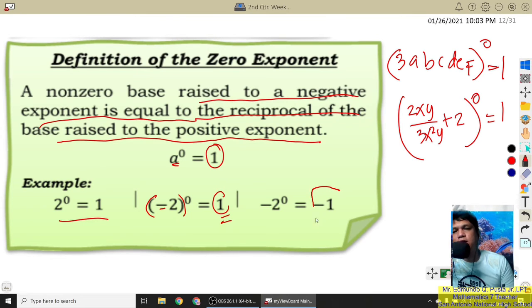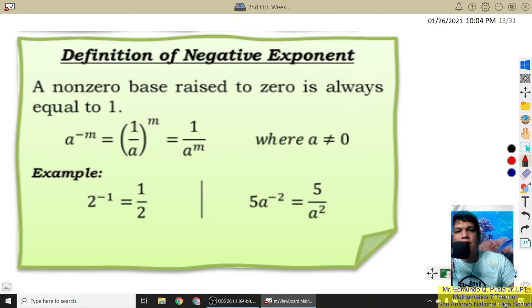Now, why is this negative 1? Okay, why? Because only the 2 is raised to 0. So, not included yung negative, not unless the negative is included in the parentheses. If it's not included, only 2 is raised to 0. Therefore, negative 2 raised to 0, this becomes 1. So, negative times 1 is negative 1.